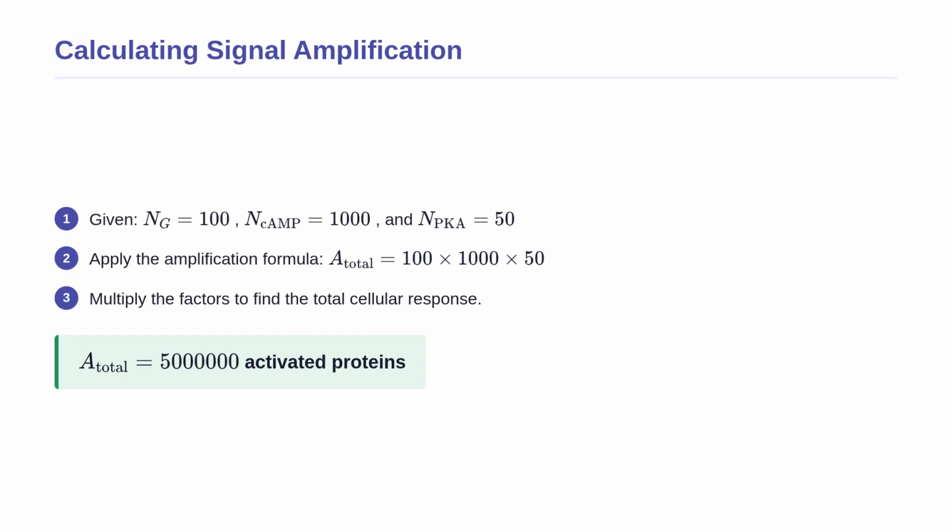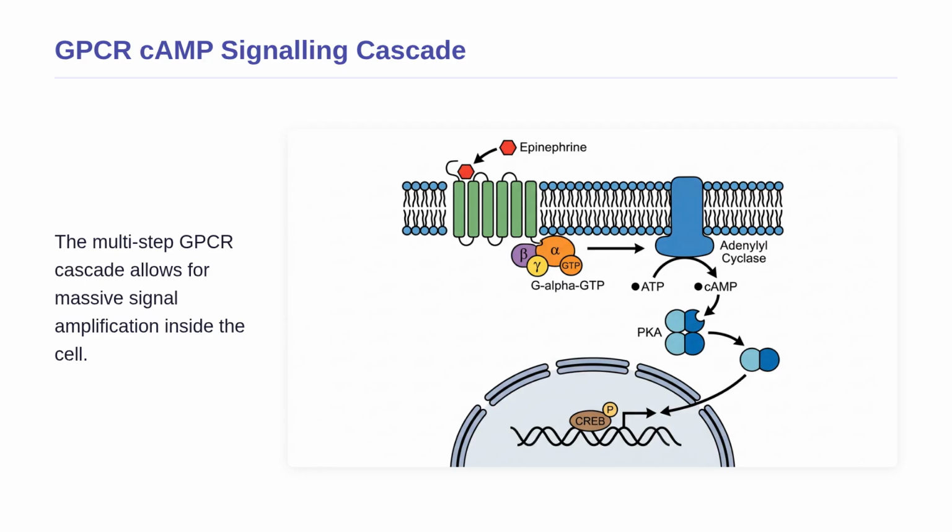We need to find the total number of phosphorylated target proteins. We substitute 100 for N G, 1,000 for N cAMP, and 50 for N PKA. Multiplying these three numbers together gives us 5 million. Physically, this means a single molecule of adrenaline results in 5 million activated proteins, making your heart instantly pound harder and faster. To fully appreciate this massive amplification, let us look at a schematic diagram of the entire cascade.